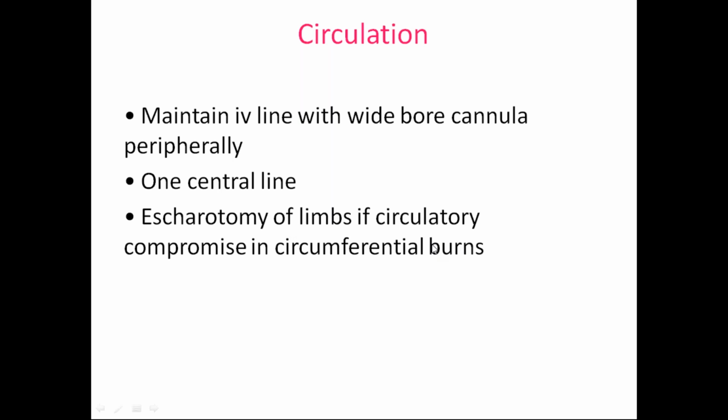Escharotomy of the limb. If there is eschar formation, below the eschar the tissue will be edematous, and there will be an increase in the pressure in that compartment. So there will be a decrease in the circulation to that limb, which will lead to gangrene of the limb. So we have to go for escharotomy and release the pressure. In escharotomy, we incise the skin, superficial fascia, deep fascia, and the muscle will bulge out. So the pressure will be released and the circulation will be regained.